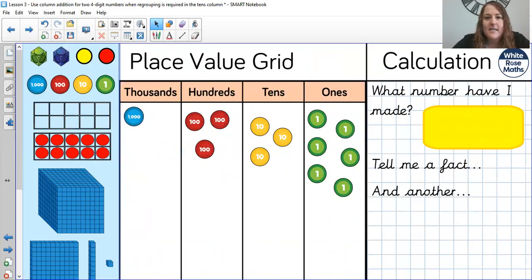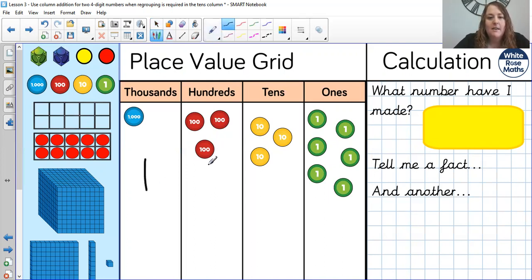Okay, so start us off today then. What number have I made? I know from talking to Mrs. Chamberlain, the key worker children, you're getting a lot quicker at these. So we're going straight into it. There is a 1 in the 1,000, a 3 in the 100, a 3 in the tens, and 1, 2, 3, 6 in the ones column. So I have made 1,336. Tell me a fact about that, or think about a fact, and another, and another. And if you need to pause the video at this point, that's absolutely fine.